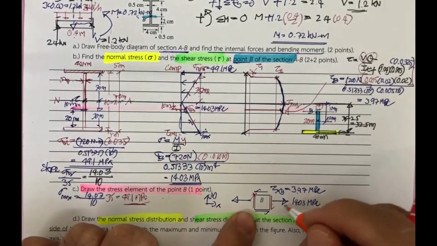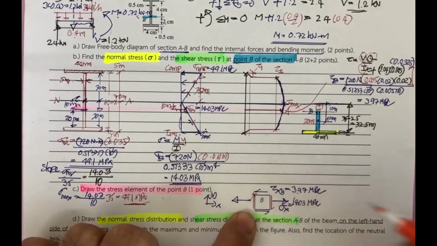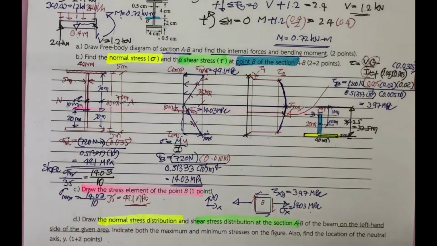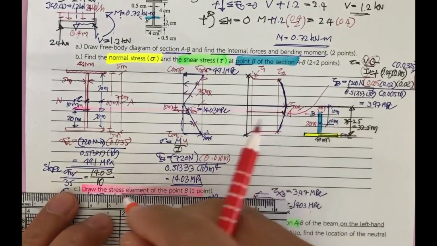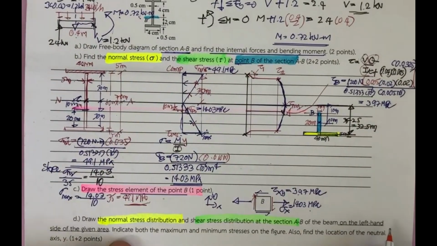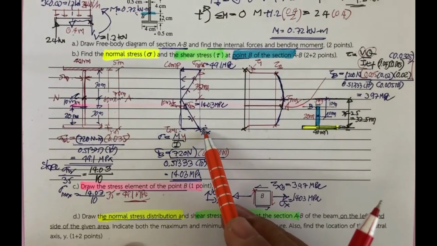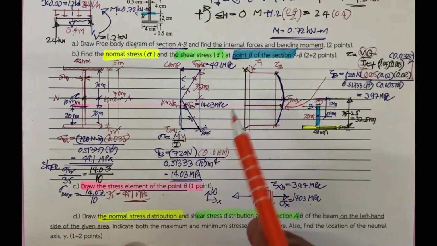And this one is what? Sigma sub x equal to this one. This one is in tension. Okay, that is going to be the stress element at point P. And if you go further, they like us to draw the normal stress distribution. Okay, this is finished already.